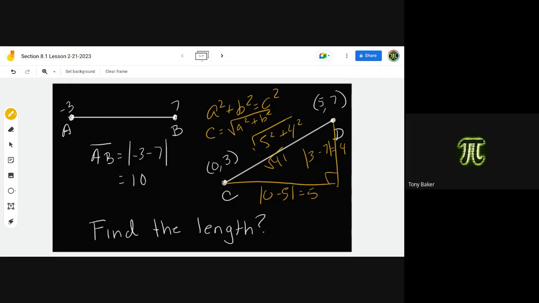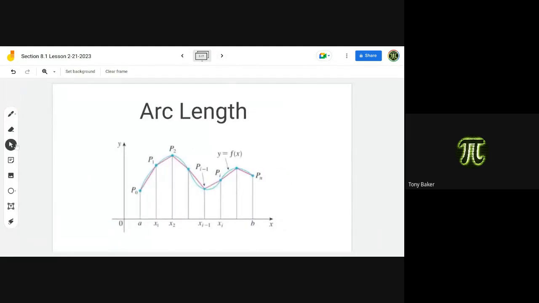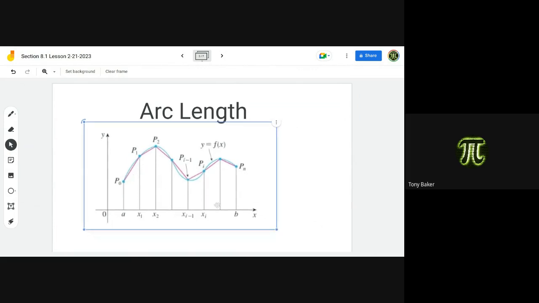Okay. So to find the length of something, it's the square root of the endpoints. Now, that's just one straight line. What if I wanted to find out the arc length of a shape like this?